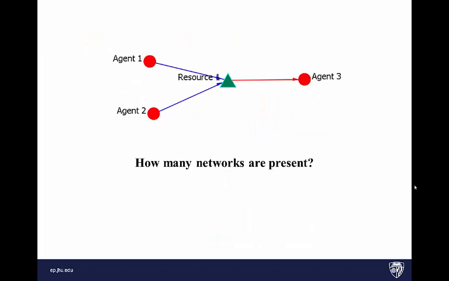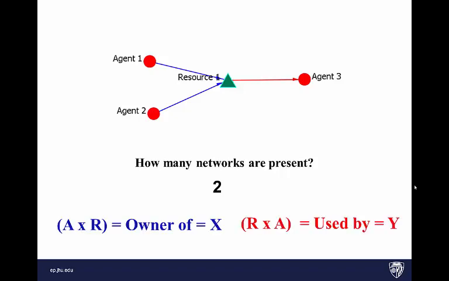Let's look at a slightly different context here. If I show you 3 agents and 1 resource, how many networks are present? Well, from the previous example, you might indicate 2, right? There's an owner of the resource and a user of the resource. The blue line represents who owns the resource, the red line represents who has used the resource. So there are 2: owner and used by.